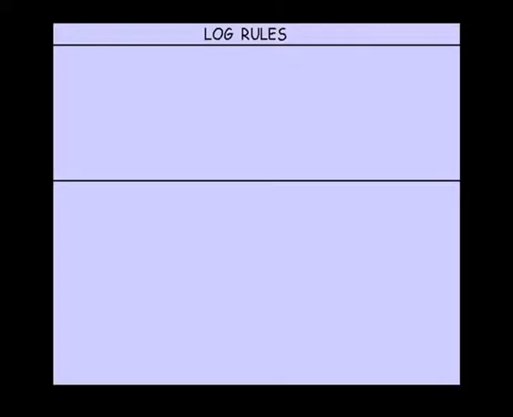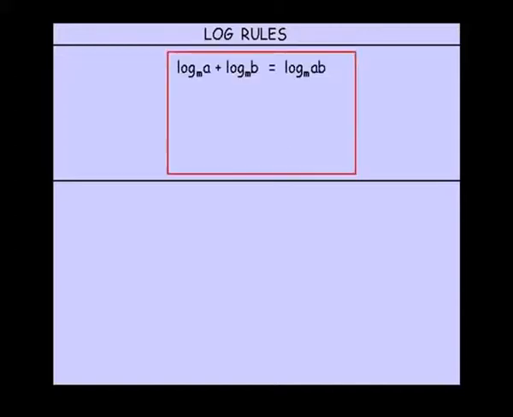Now in this lesson we're going to be looking at some log rules, and then also we're going to solve some log equations. Firstly, the log rules though. The first log rule is that the log of A plus the log of B is equal to the log of A times B. Well, we must make sure that we have a consistent base. Okay, in this case we've got log to the base m.